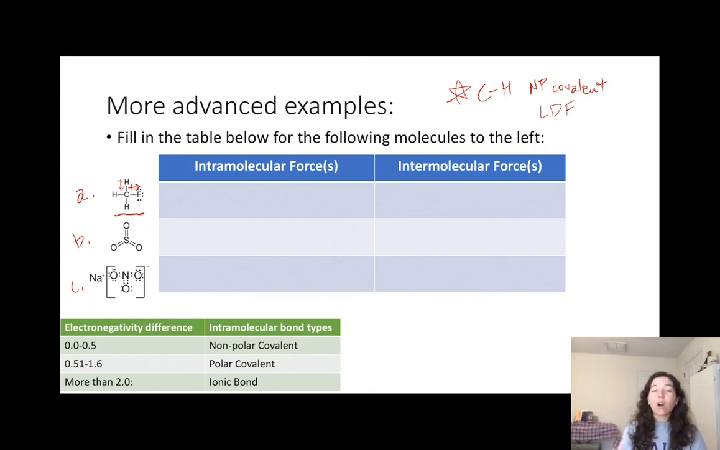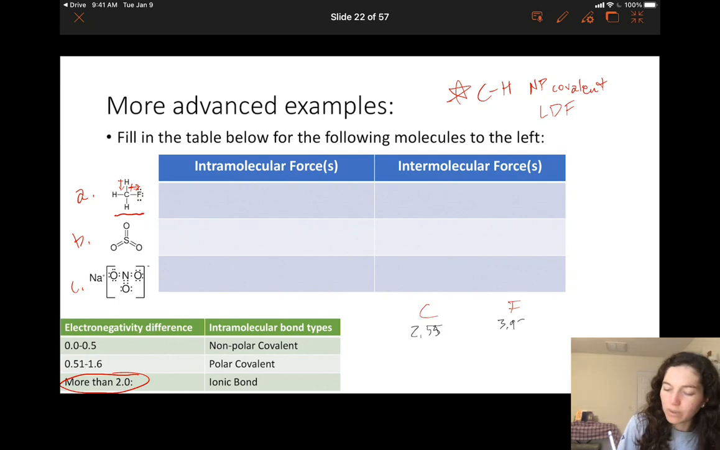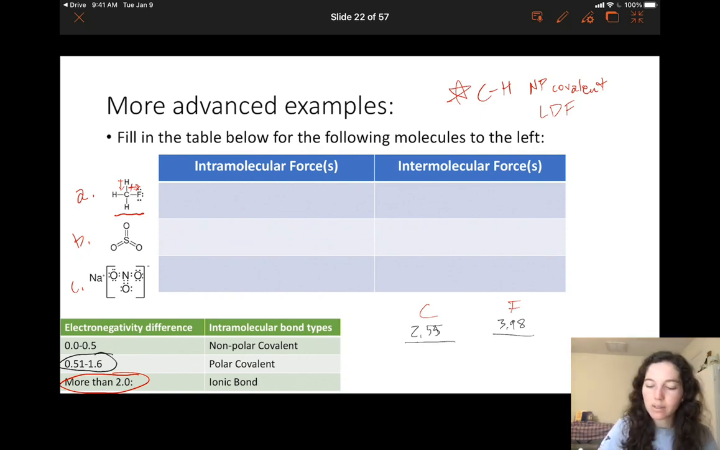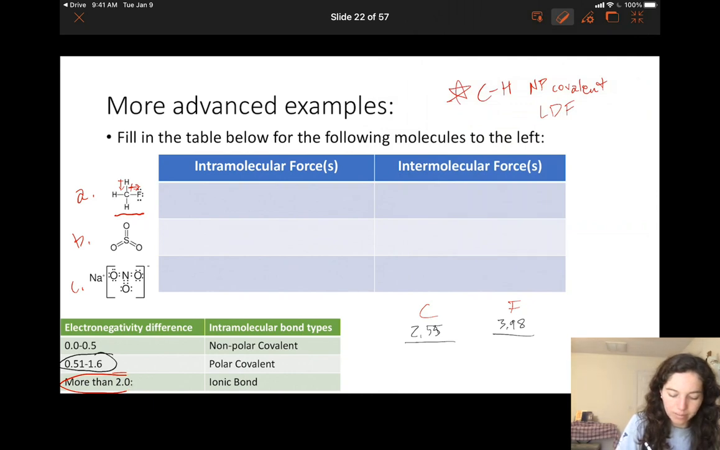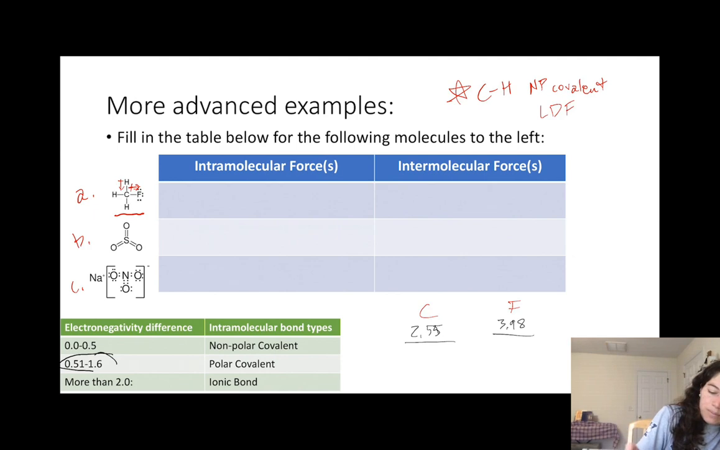Between our carbon and our fluorine, if we look at the electronegativity of carbon and fluorine on the Pauling scale, we see carbon is 2.55 and fluorine is 3.98. That's going to fall in this range here. I think it's like 1.4 is the difference. So that's a polar covalent bond. So we have nonpolar covalent and polar covalent.